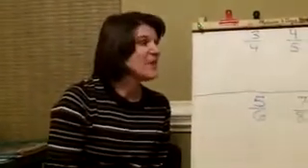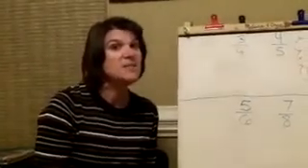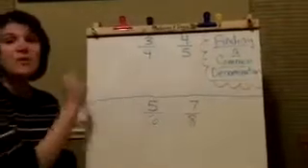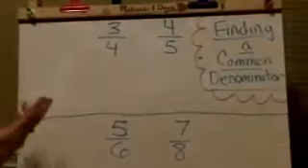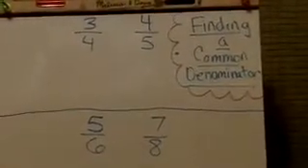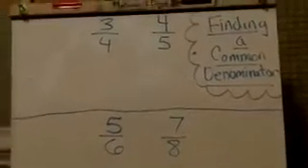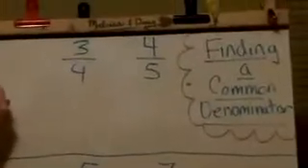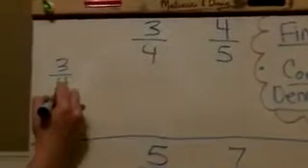Tonight's lesson is on finding a common denominator. With fractions, that's very important if you're getting ready to add two fractions or subtract two fractions or compare two fractions and see which one is larger or smaller. So to find a common denominator between 3/4 and 4/5, I suggest you first write them on top of each other.